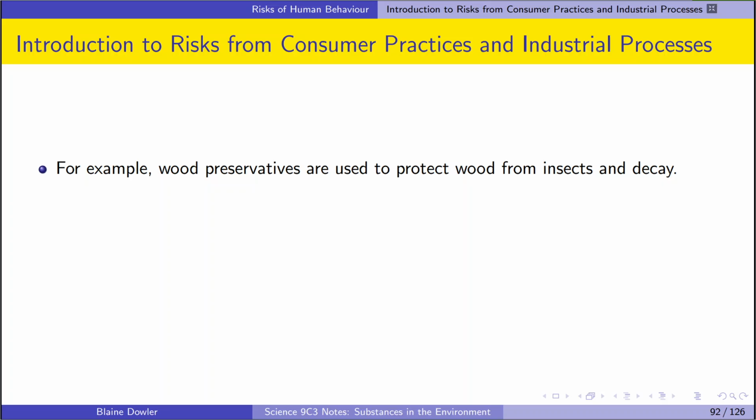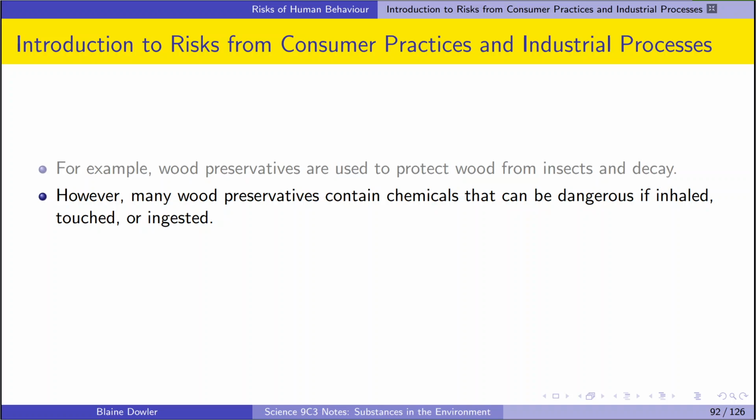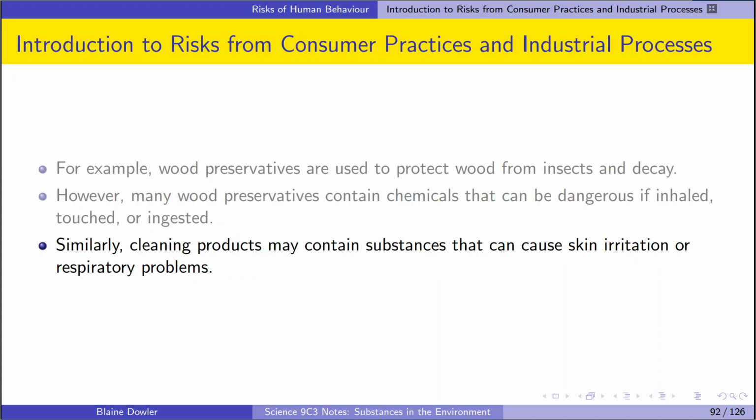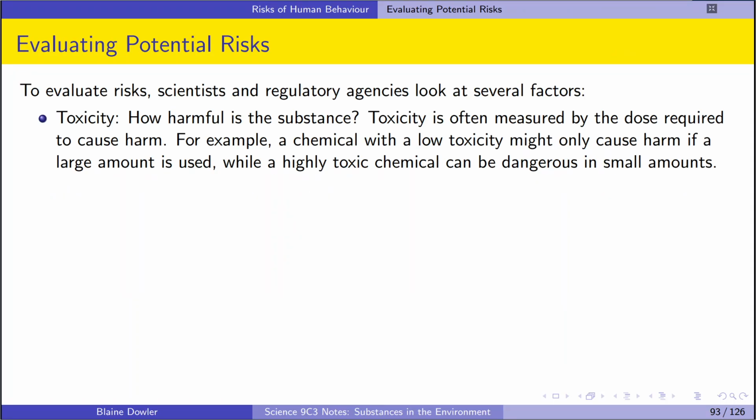For example, wood preservatives are used to protect wood from insects and decay. However, many wood preservatives contain chemicals that can be dangerous if inhaled, touched, or ingested. Similarly, cleaning products may contain substances that cause skin irritation or respiratory problems. So how do we evaluate the potential risks?